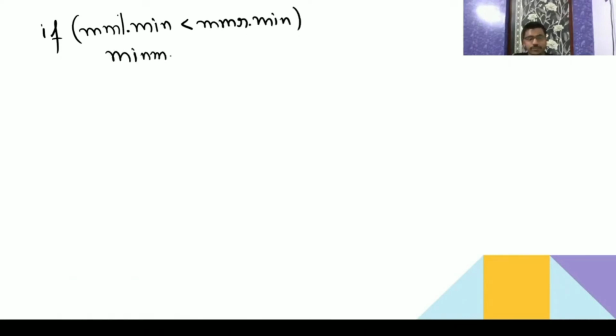So now I will check if MML, the min max of left dot min, so I'm taking the min value of that, is smaller than the min max of right min, then the actual min max's min, so actual min, is going to be this one.